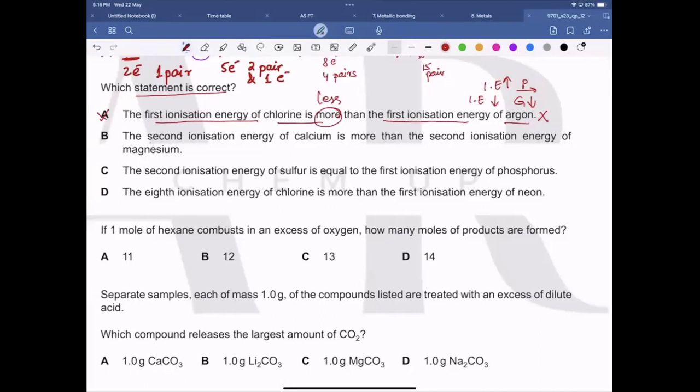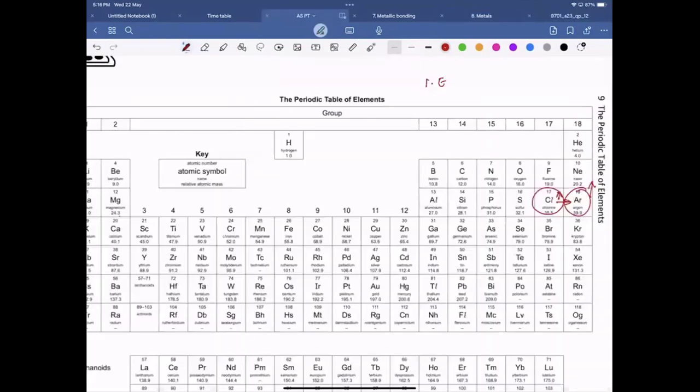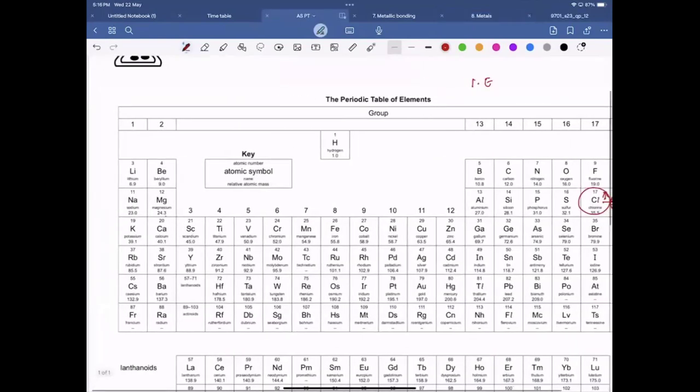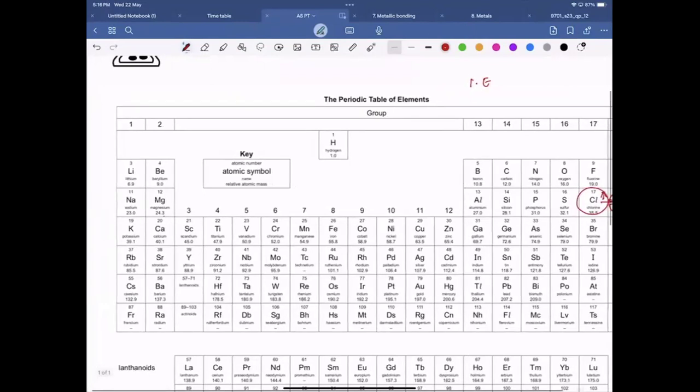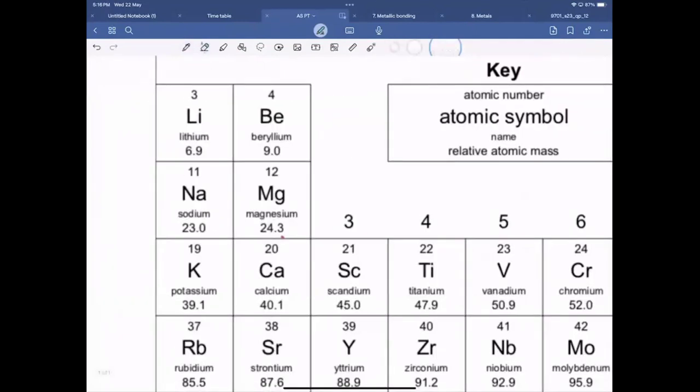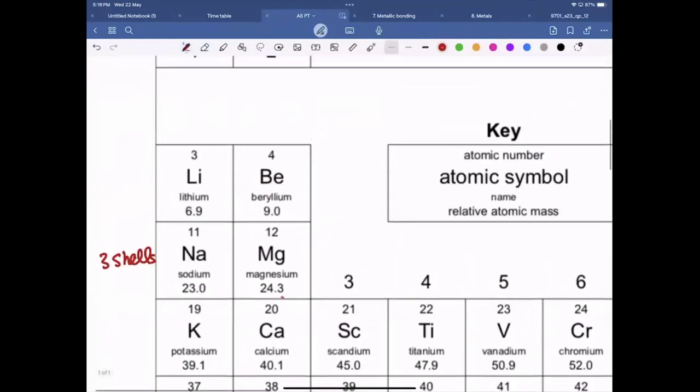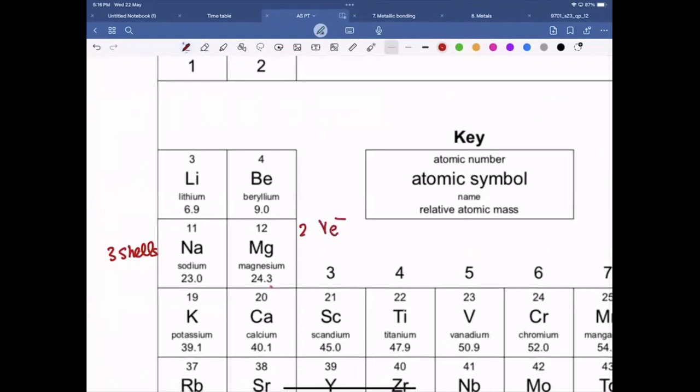Now, the second ionization energy of calcium is more than the second ionization energy of magnesium. Okay. If you look at calcium and magnesium, calcium is below. Magnesium has, sorry, in a magnesium atom there are three shells and two valence electrons. Isn't it?